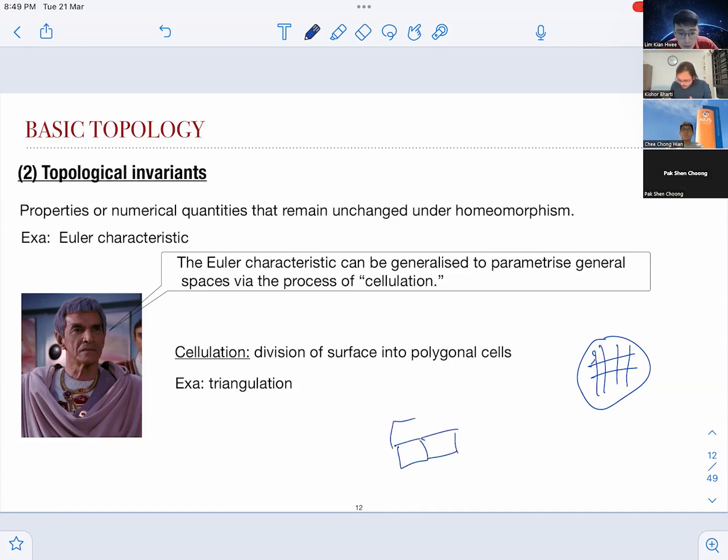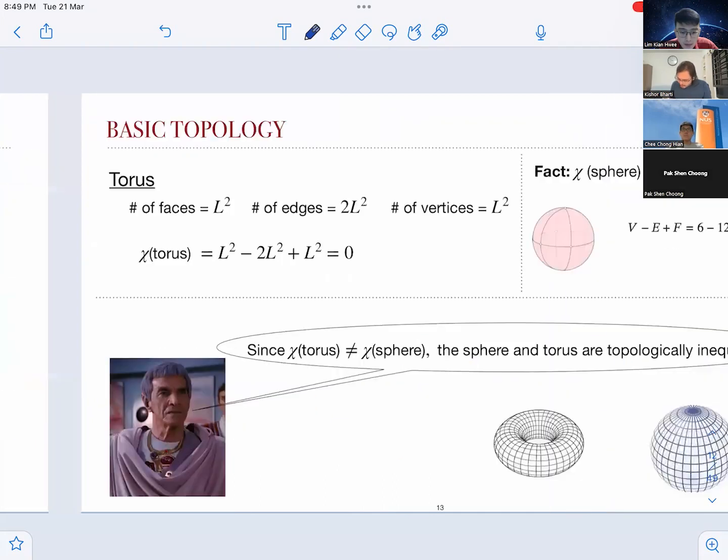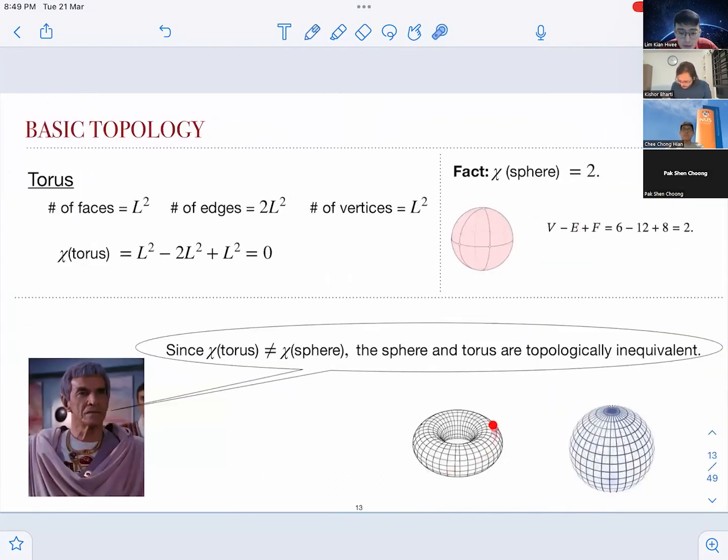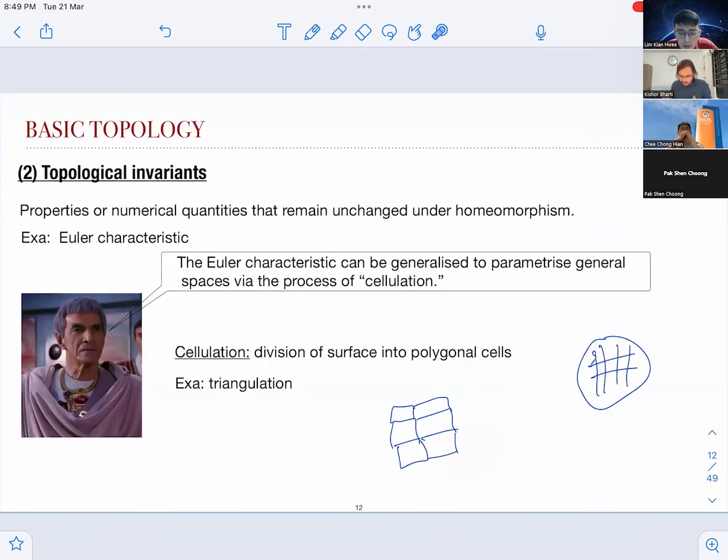Or you could try to cover it with squares. Here is a cellulation of the torus, and here is a cellulation of a sphere. An example could be a triangulation, where you cover it using triangles. Once you cover it using cells, you can count the number of faces, edges, and vertices, and apply the regular formula F minus E plus V, and you will get the Euler characteristic for that surface.